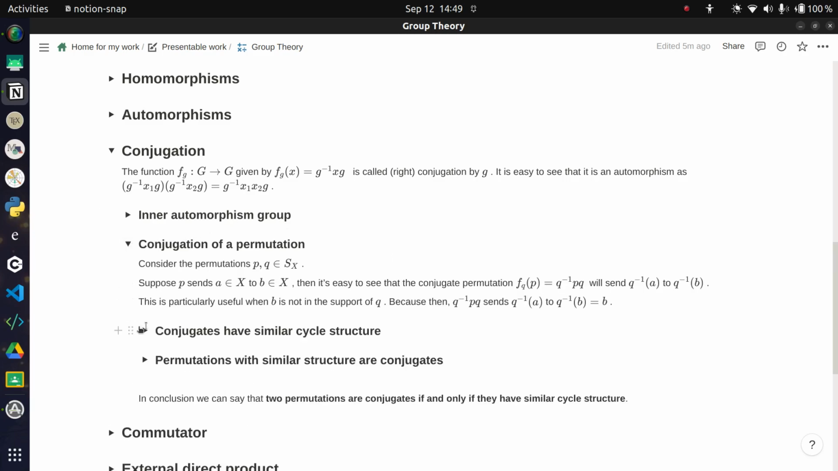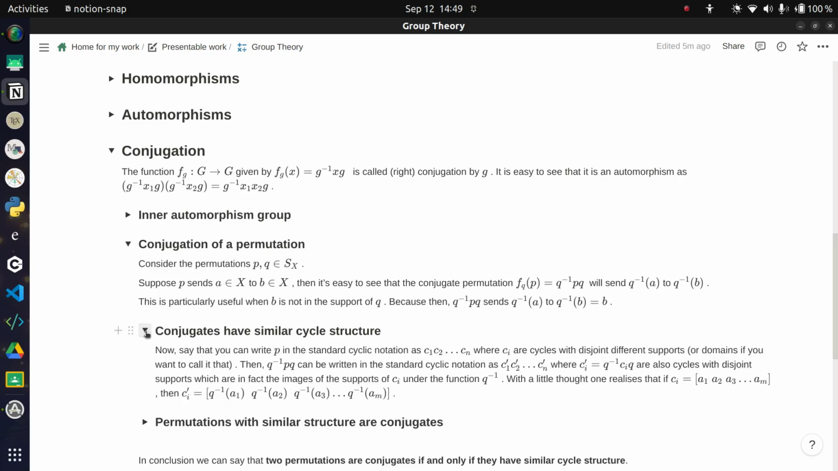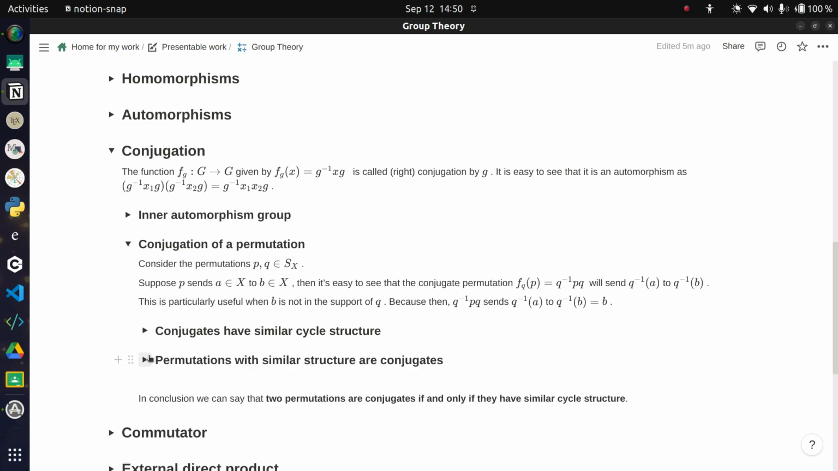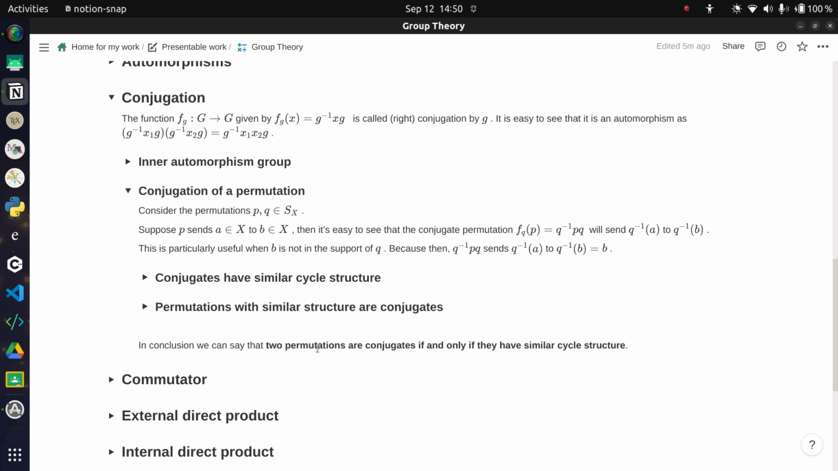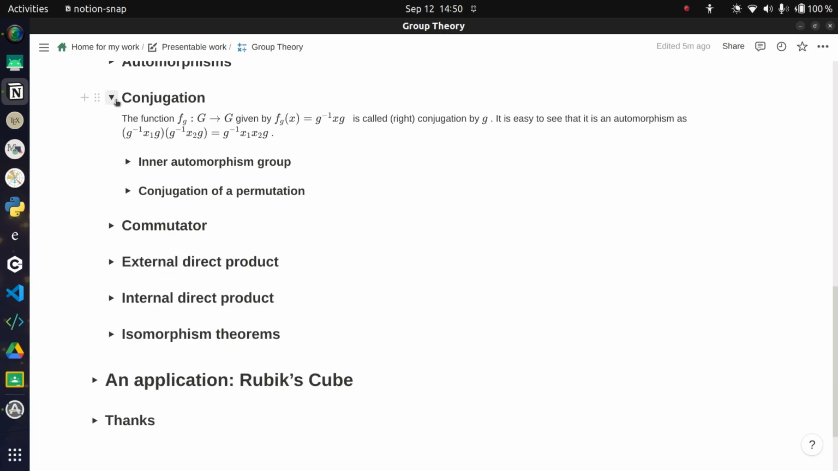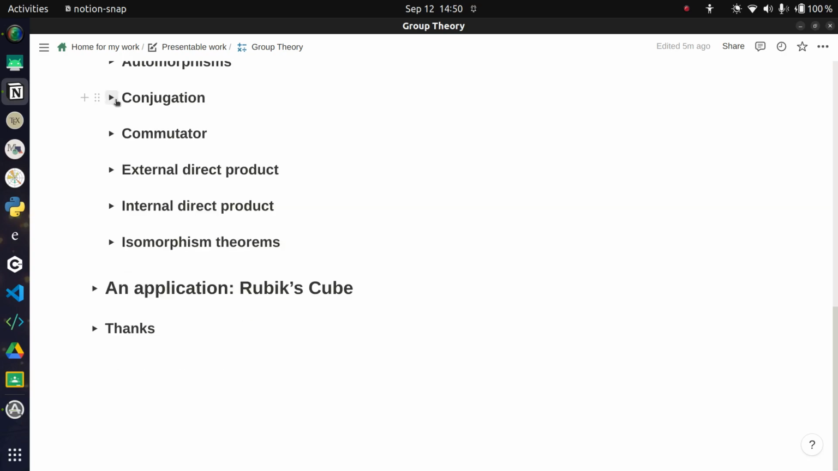And that's this theorem, the proof of which I'm not going to go through. So in conclusion, we can say that two permutations are conjugates if and only if they have a similar structure, and that's really useful. So this is all that we want to read from conjugation. Oh, and by the way, I didn't explain what a support is. Support is just all the elements in X that are being changed by the permutation P.